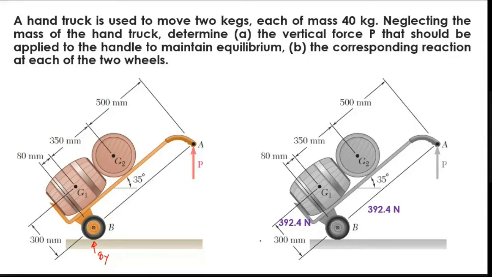All the dimensions are given. So I am identifying this as my reaction, and there are two forces. One is 392, another is 392. What is the 392? 40 kg, which I am converting to Newton. So 40 into 9.81, and you will get 392.4 Newton. These are my forces.